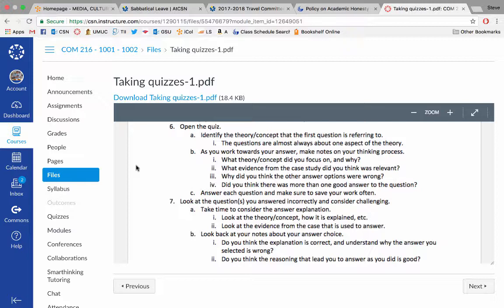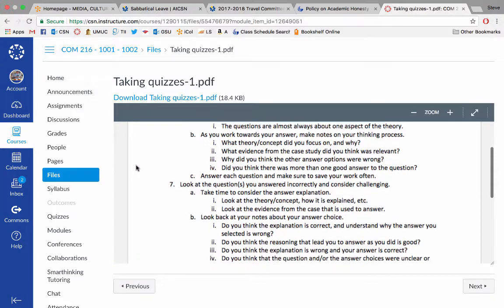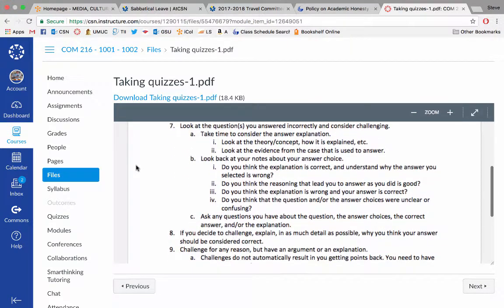Answer each question and save your work, submit the quiz, and I think you'll see the score you got. Then at 12:01 a.m. on Monday night, you will see the answers and the explanations. As you look back to see, okay, did I miss this question? Then you need to look and see, okay, why did I think it was A?